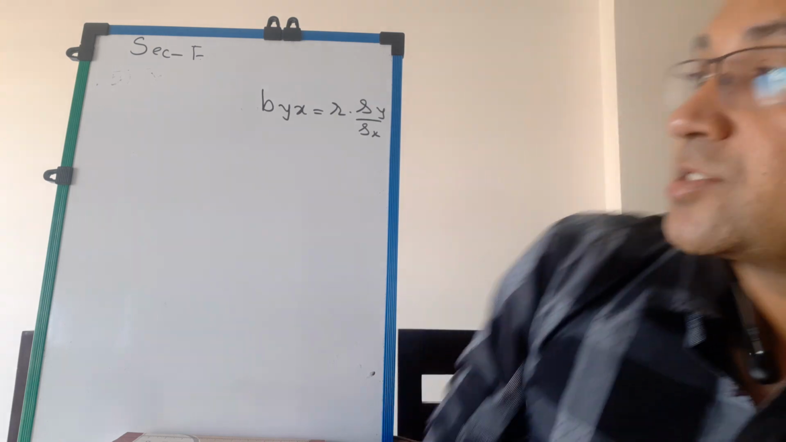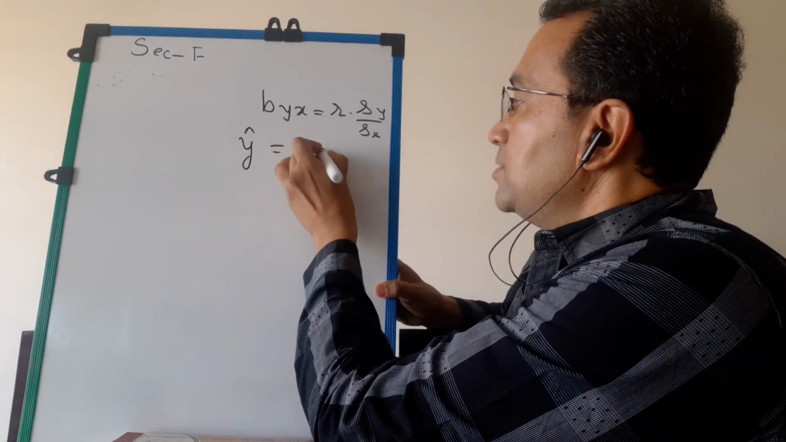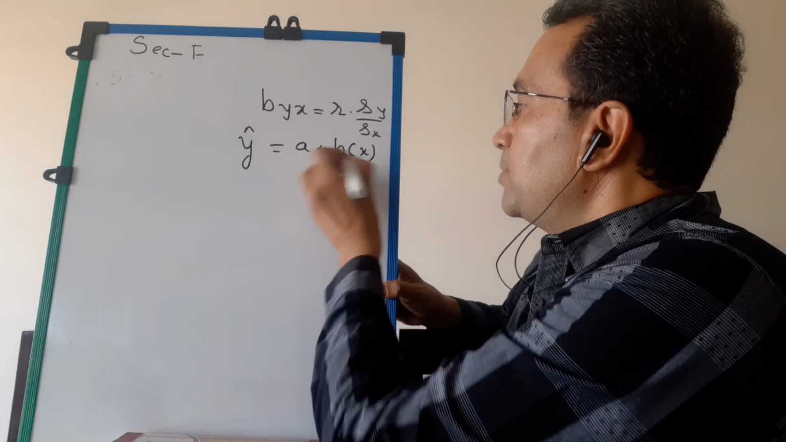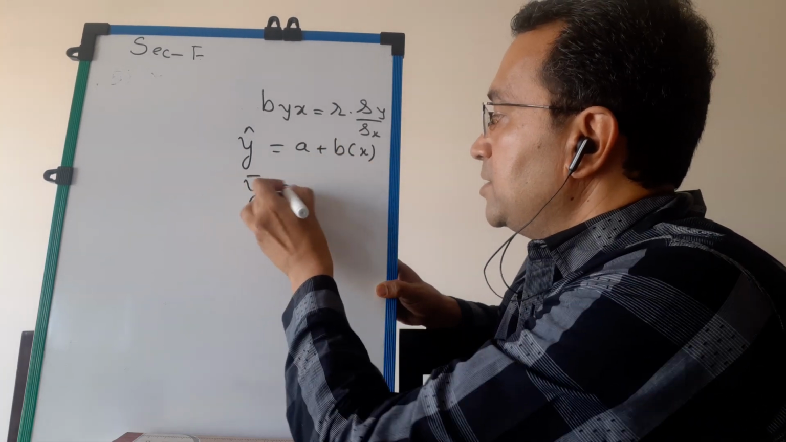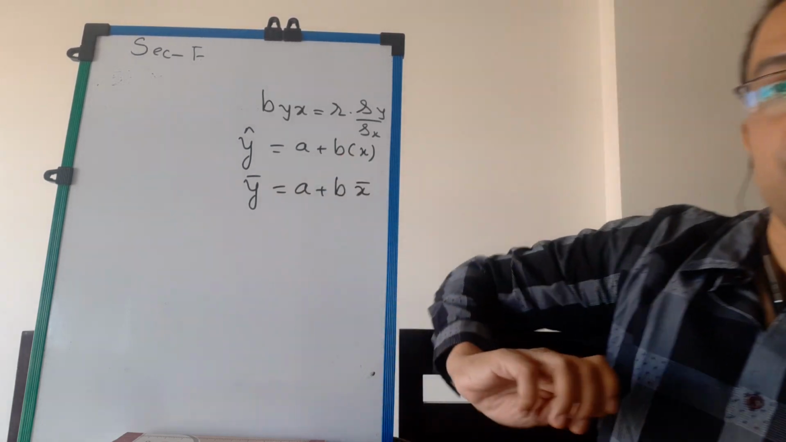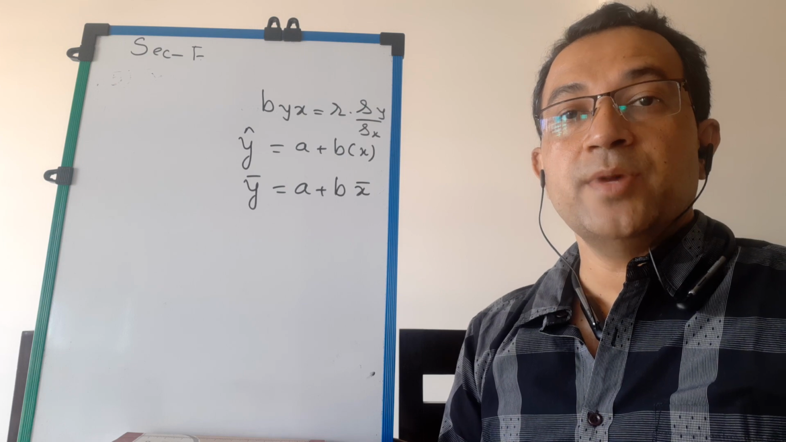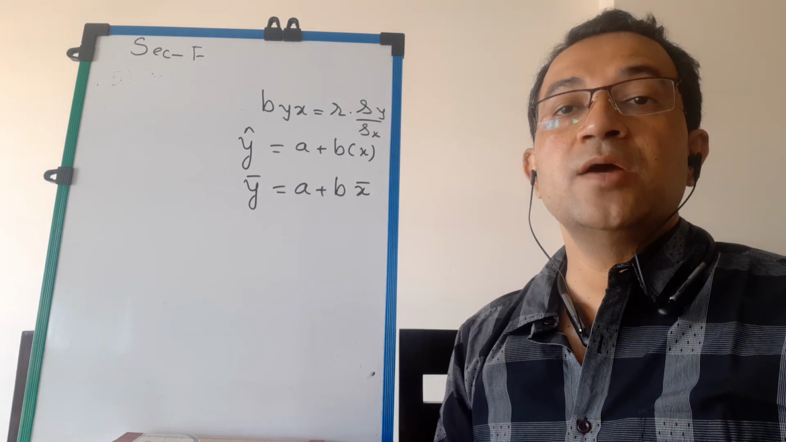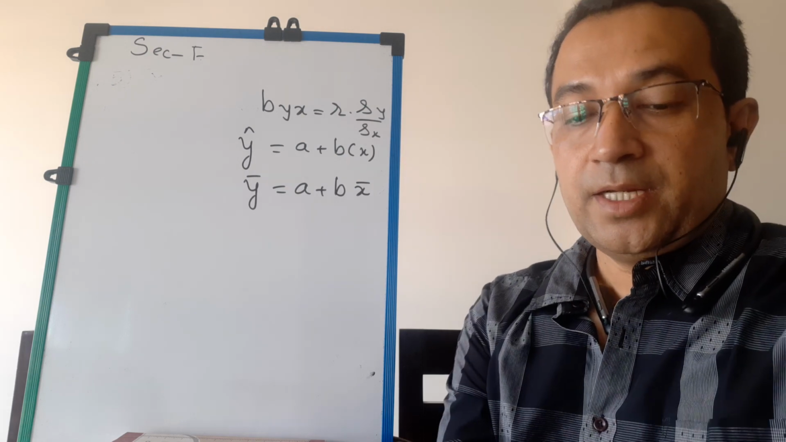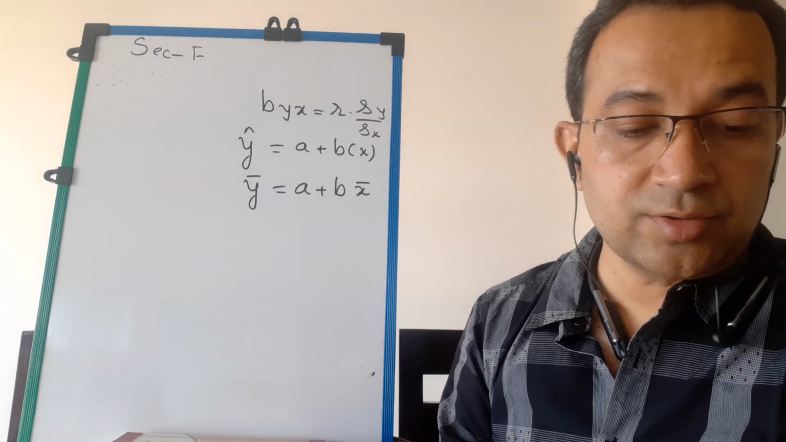So if the regression line of y on x is written as y cap is equal to a plus bx, we can write this result as y bar is equal to a plus b x bar. Because in the regression line, I can replace x by x bar, students, and y by y bar. And to demonstrate this fact, we have an example, MCQ 30.